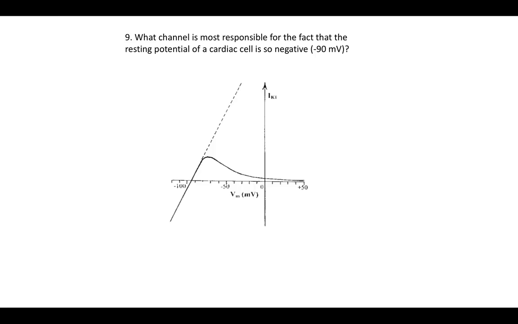Okay, so you can just look at the way that this current changes with voltage, and you can see the outward current is highest right down here toward the resting potential. Okay.